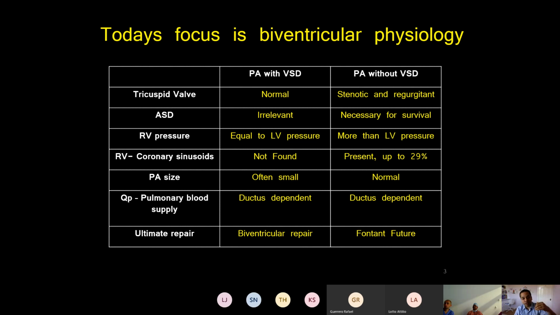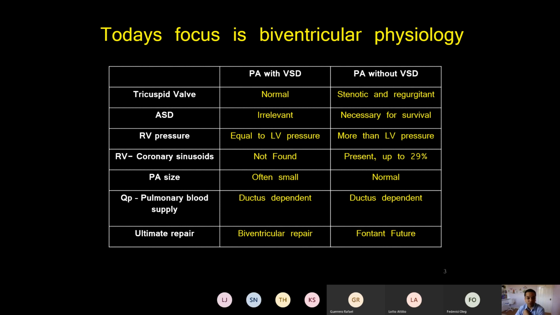ASD is irrelevant in them. RV pressure is going to be equal to the left ventricular pressure. You won't find any coronary sinusoids from the RV whenever the VSD is there. Obviously, with pulmonary atresia, your pulmonary perfusion will be dependent on some sort of shunt, which will be the ductus in the neonatal period. Ultimately, they should progress, and most of them do progress onto a biventricular repair.